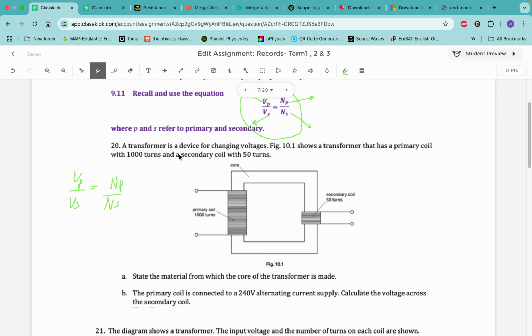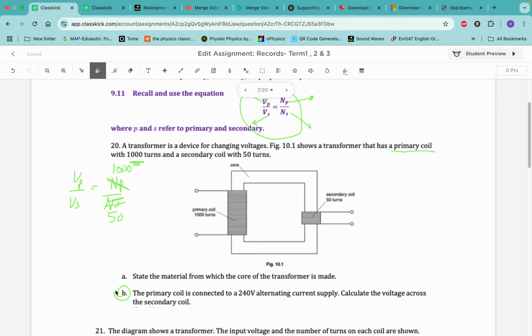Let's apply. A transformer is a device for changing voltage, and it has a primary coil. Okay, so this is the first given: a primary coil of 1,000 turns, so the number of primary coils, turns, and a secondary coil with 50 turns. So here we have 50 turns.